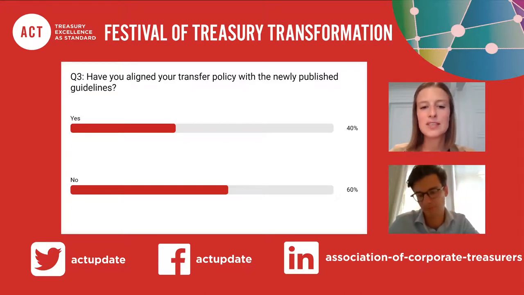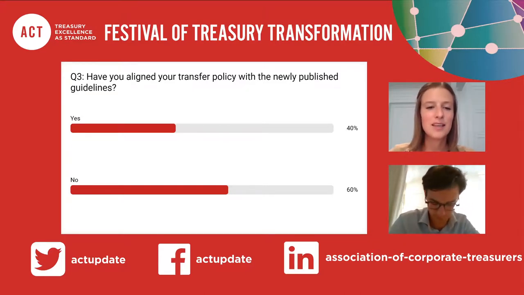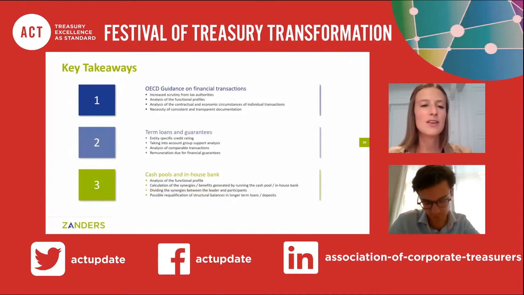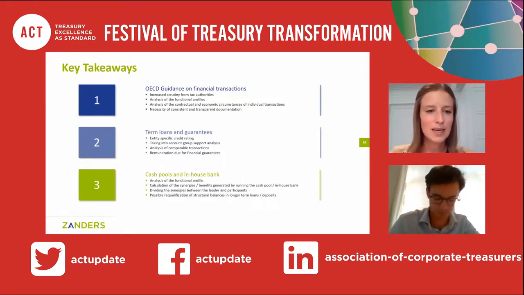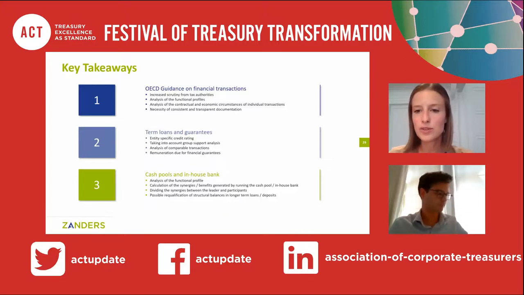Considering that, we'll go to the key takeaways from the presentation that we just gave. And so those are on three levels. The first one is, of course, the OECD guidance itself and what it means. Second one, term loans and guarantees. And the final one is on cash flows.